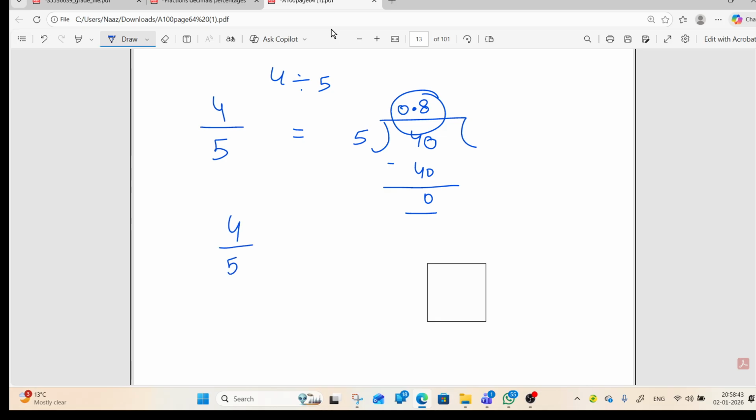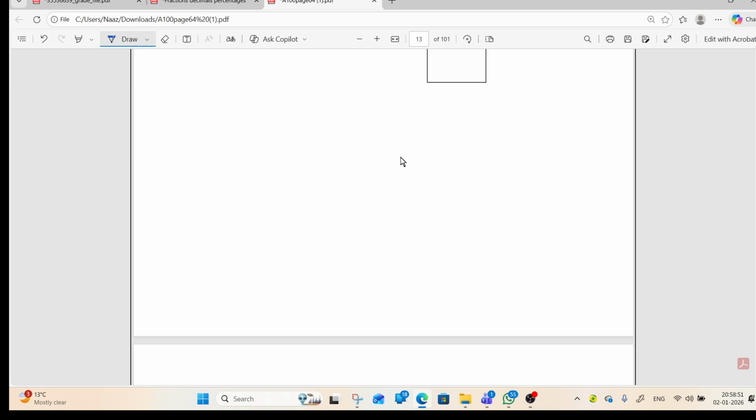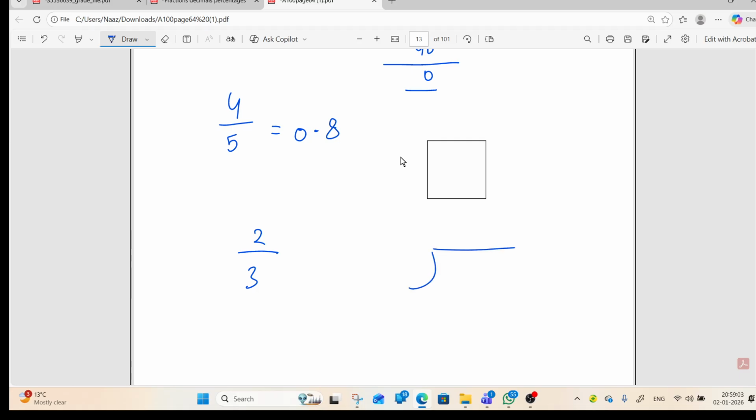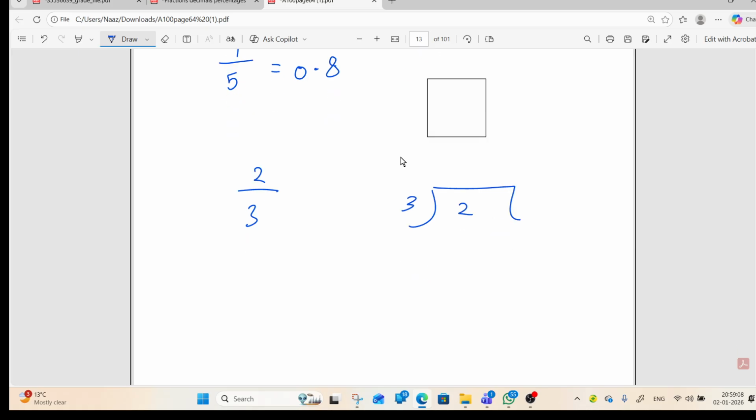So 4 fifths is a fraction. I converted it into a decimal by dividing it, right? Let's say I have 2 over 3. Again, I am dividing 2 by 3. So 2 is smaller than 3. What do I need to do? I need to make this 2 bigger than 3. So I put a decimal here. With the decimal, I will put a 0 there, right?